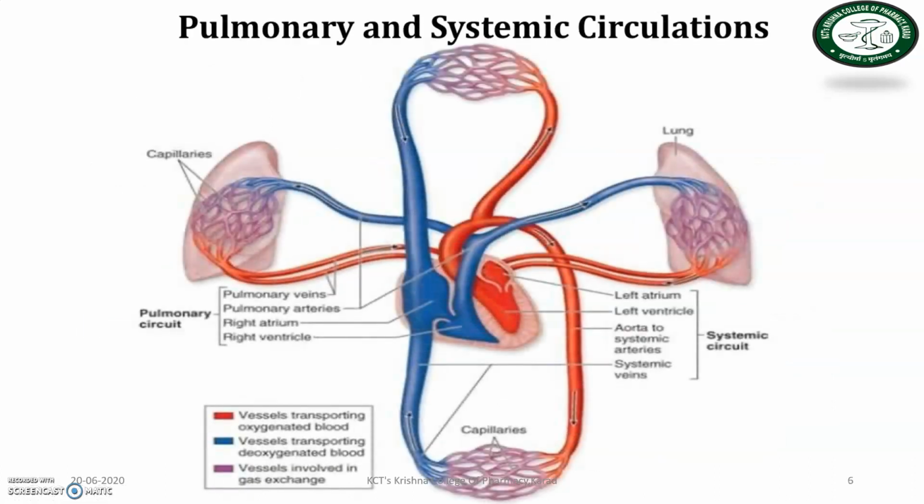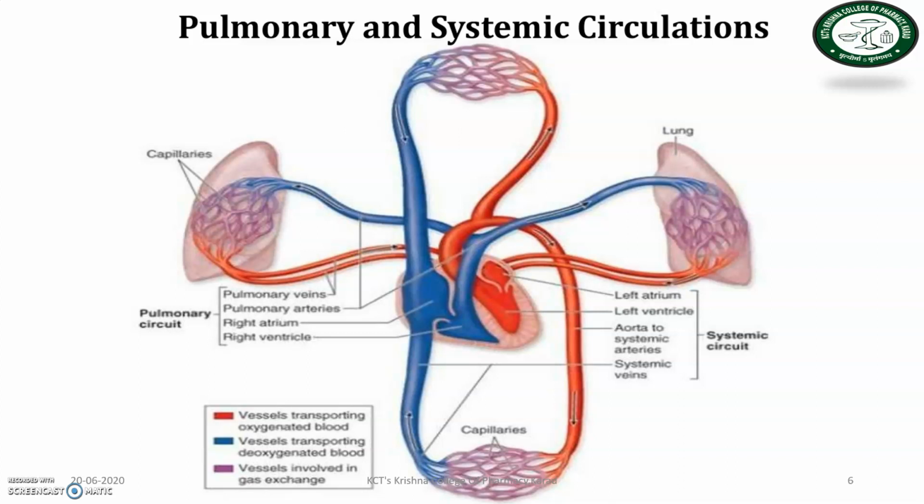Next, very important, how to differentiate these two points, that is, pulmonary circulation and systemic circulation. As discussed in the previous slide, we discussed the physiology of the heart, but here we differentiate the pulmonary and systemic circulation. If you see the diagram carefully and see the direction of the blood flow, then the concept becomes clear of how to differentiate the pulmonary and systemic circulation.